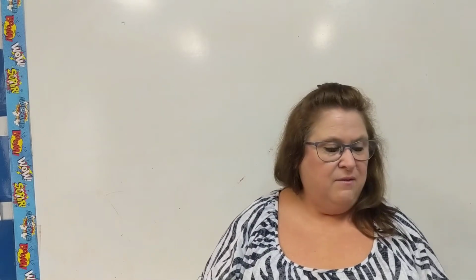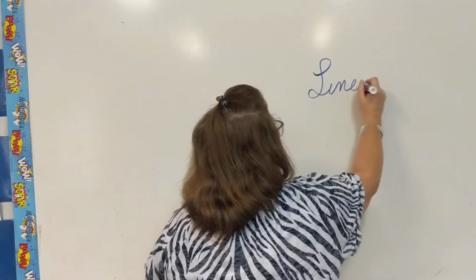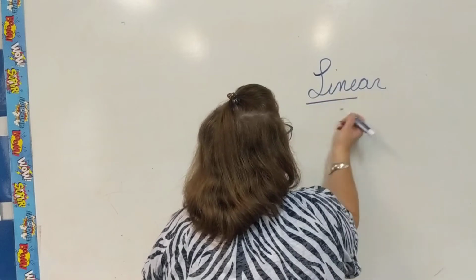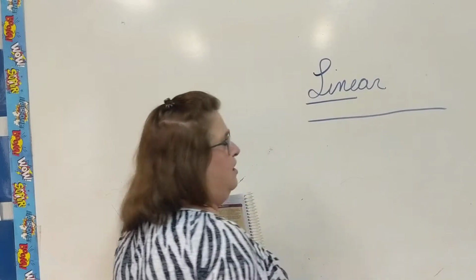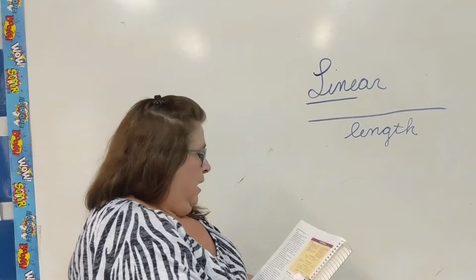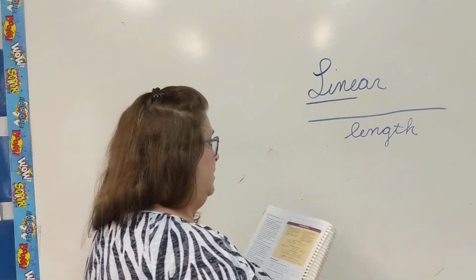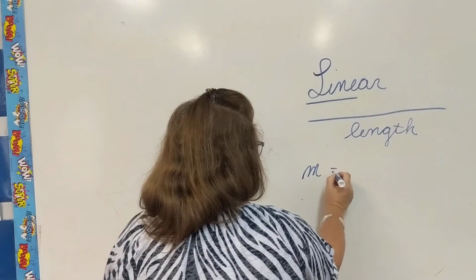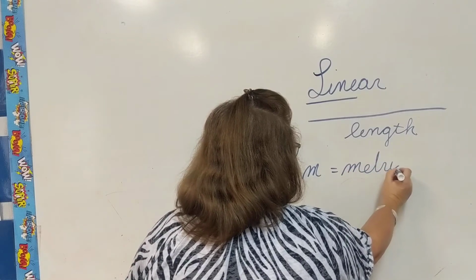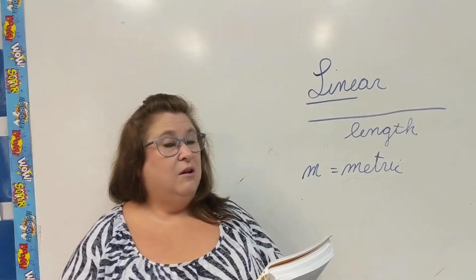So on page 25, look at the top. It says linear measures are used to measure length. If you look at the word linear, you see the word line, and you measure the length of a line. So linear measures are used to measure length. The meter is the metric basic unit of length. So we have the meter, and that is the metric unit of length. The one that is most used is the basic unit. And a meter is slightly longer than a yardstick.